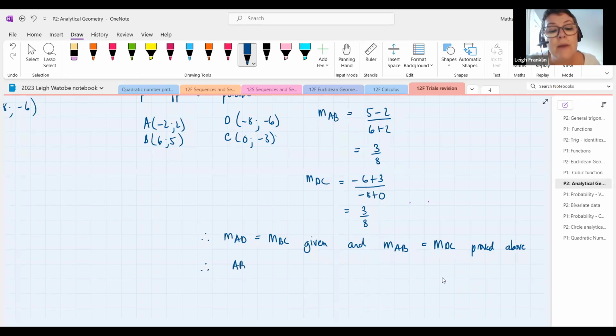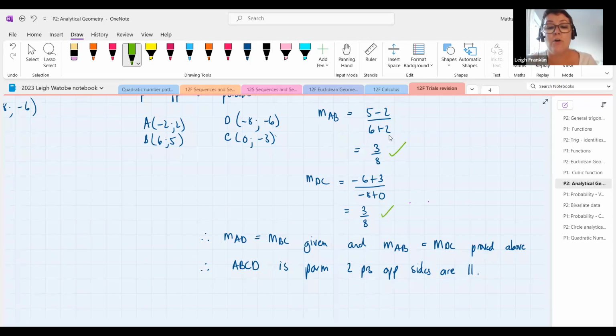Therefore, ABCD is a parallelogram. 2 pairs of opposite sides are parallel. Okay, and I think that's the quickest, easiest way to answer this question. So here, a mark for the gradient of AB, a mark for the gradient of DC, and then a mark on your reason. Okay, so 2 pairs of opposite sides are parallel. Is everybody okay with that?